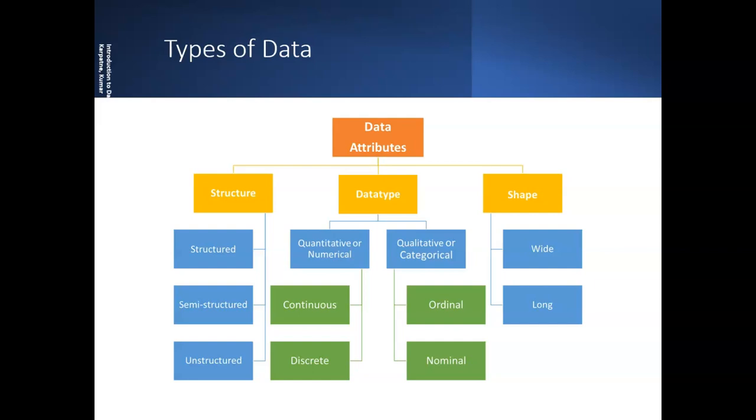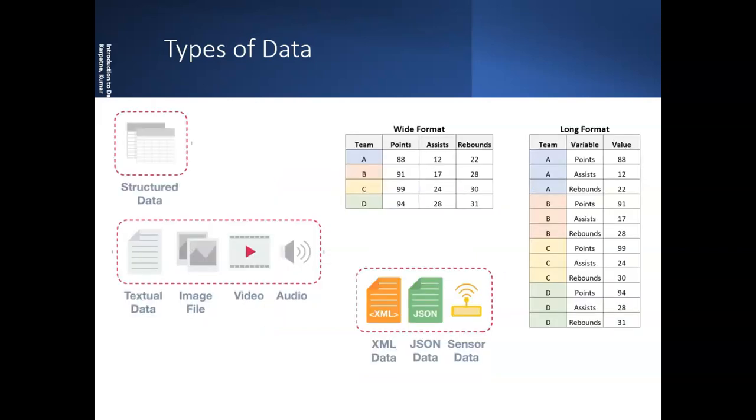It could contain different videos, audio. So that's called unstructured data. And in data types, quantitative, as we already discussed, there are continuous, discrete, ordinal, and nominal, so no need to discuss it further. And then we have the shape, like wide and long shape. These are the examples for structured data.